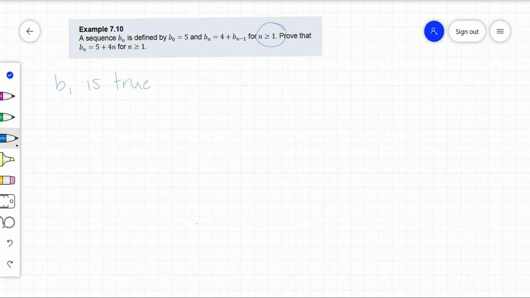It is true since, when I put it into the recurrence relationship, the bit that is defined by the sequence, B1 is 4 plus B of 1 minus 1, so B0, which is 4 plus what is B0? B0 is 5. Alright, and if I do it just using the equation here that we have to prove, B1 is 5 plus 4 lots of 1, which also equals 9. So far it's true. It's all set up really nicely.